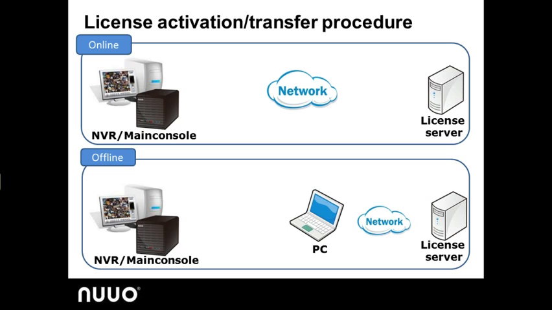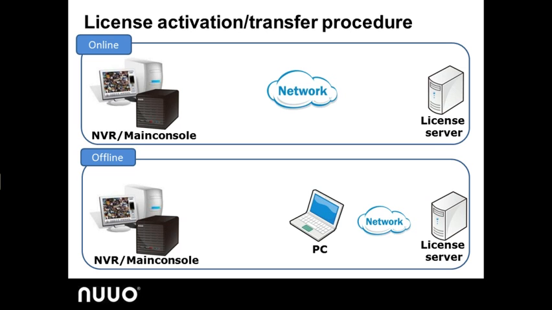To explain the procedure, I'll define the terms serial number and license. A serial number is a 16-digit hexadecimal string, and it should be filled in the NVR activation tool to activate or transfer. A license means the corresponding code for a serial number. Each serial number has a corresponding license.